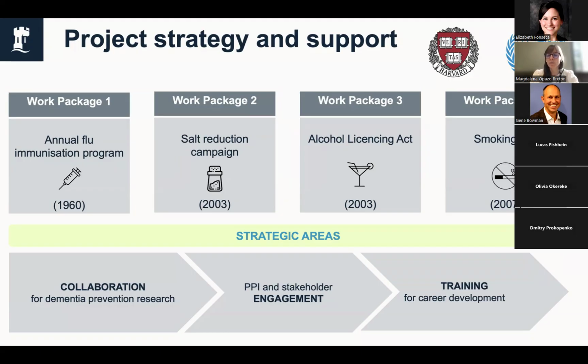Alongside these 4 work packages, where each of them is a research project in itself, there are 3 strategic areas of my project. One is building collaborations for dementia prevention research. Another one is this PPI and stakeholder engagement area that I mentioned before. And also because it's a fellowship, there's a lot of funding intended to give me additional training and for my career development.